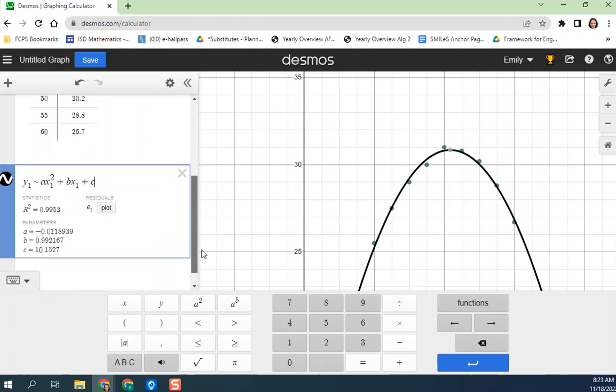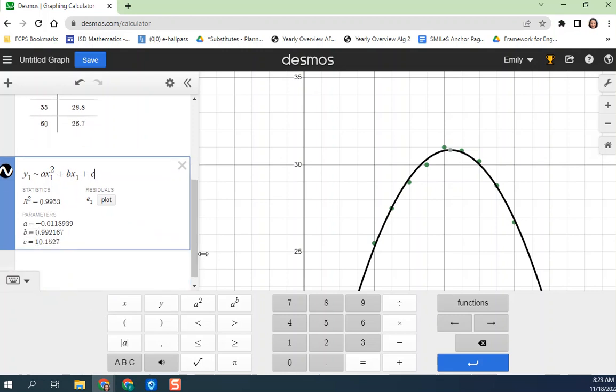All right, let's look at our R squared. Is our R squared close to 0 or close to 1? Yeah, it's really close to 1. All right, check on your neighbors, see if they have it. See if they need any help.